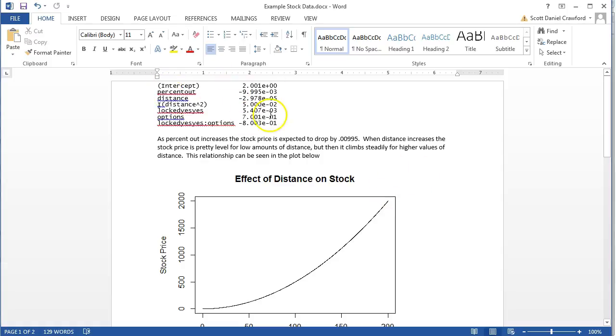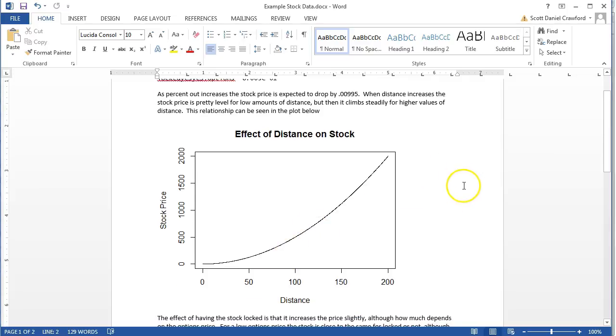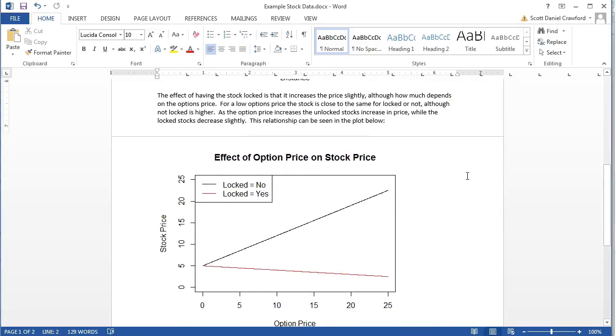And so I copied these. If this was part of my real article, I would delete this before I handed it in, of course. But percent out is easy. It's just a linear effect. As it goes up, stock price is going to drop by 0.00995. Remember, this is scientific notation, so I had to move that decimal point 3 times. And then distance, I said it stays pretty level for low amounts, and then it climbs for higher amounts. Look at the picture, because picture will fix a whole lot of problems.